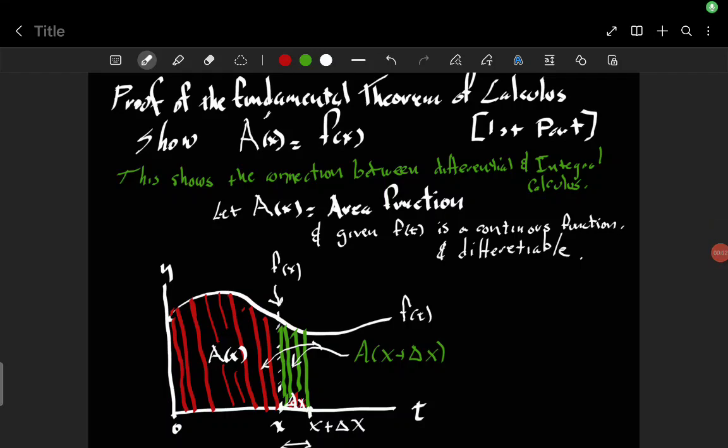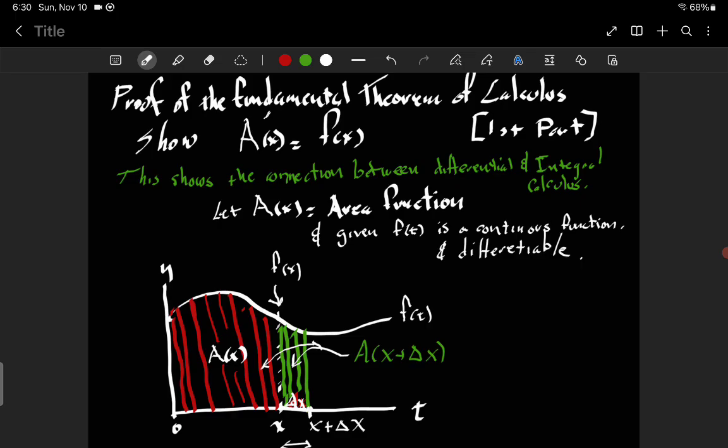Now I'd like to, from scratch, go over the proof of the fundamental theorem of calculus. Very important. You'll see in a lot of math you'll have these fundamental theorems: the fundamental theorem of arithmetic, the fundamental theorem of algebra, the fundamental theorem of calculus, which we're going to do now.